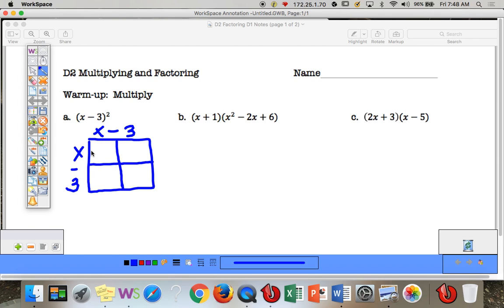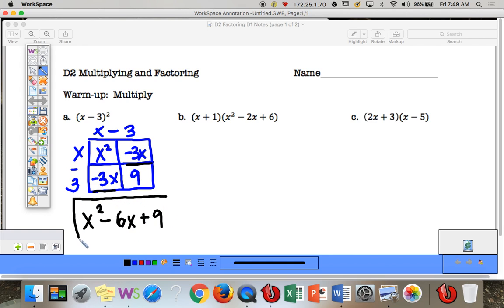So for the first rectangle, we have x times x, which is x squared. The second rectangle, we have negative 3 times x, which is negative 3x. The next rectangle, we have x times negative 3, so again, negative 3x. And for the last rectangle, we have negative 3 times negative 3, which is positive 9. We're going to combine like terms here, the two x's we can put together. And then we're going to write it in standard or general form where we have the highest exponent first, x squared. A negative 3x plus a negative 3x is a negative 6x. And then we have the 9. So multiplying this out, we get this trinomial, it's called 3 terms, x squared minus 6x plus 9.